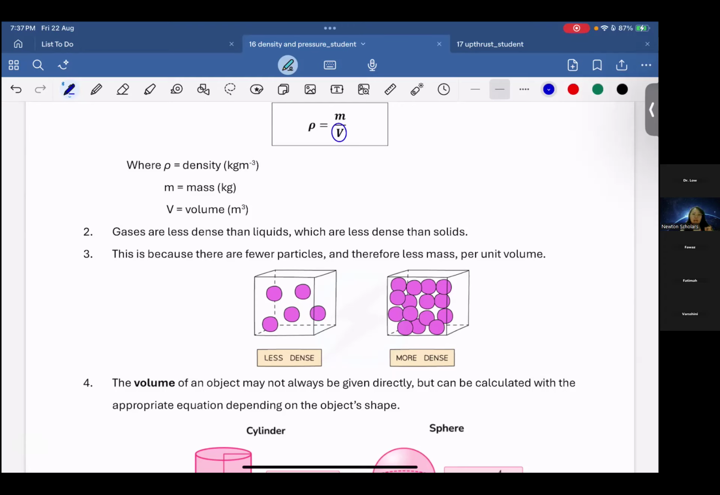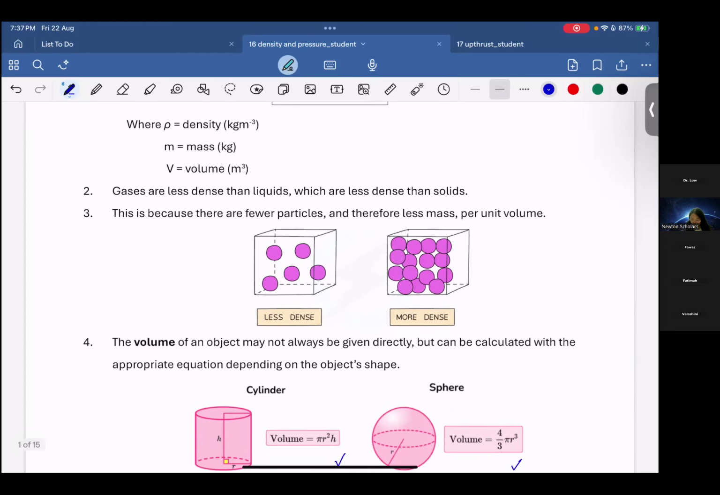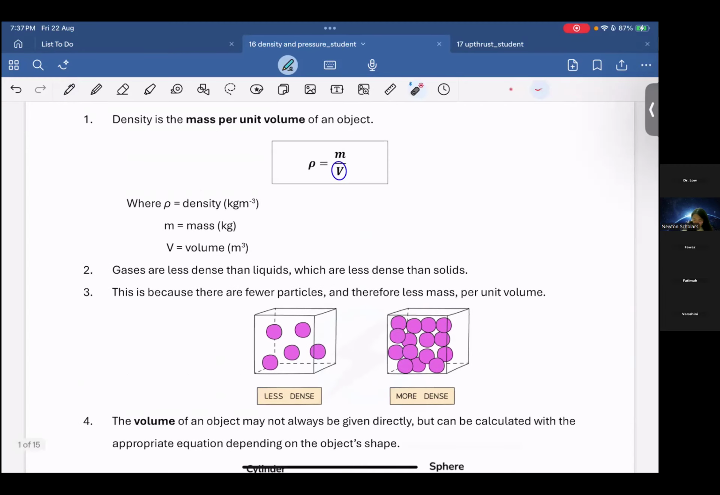If something is less dense, or we say lower density, then it will float. Gas is less dense because there are fewer particles. The volume is the same, but because there are fewer particles, the mass will decrease, and of course the density will decrease. So this one has lower density.